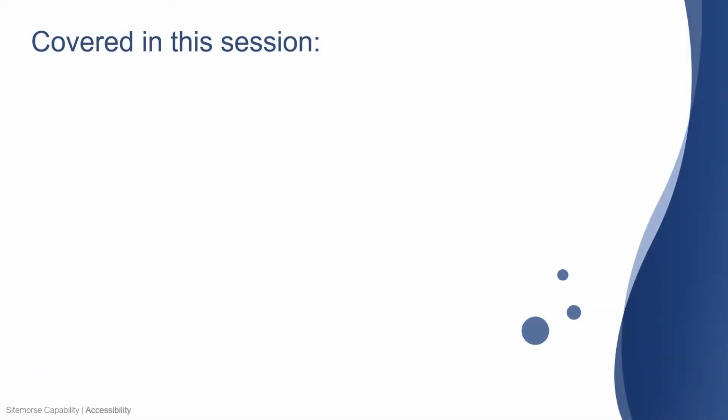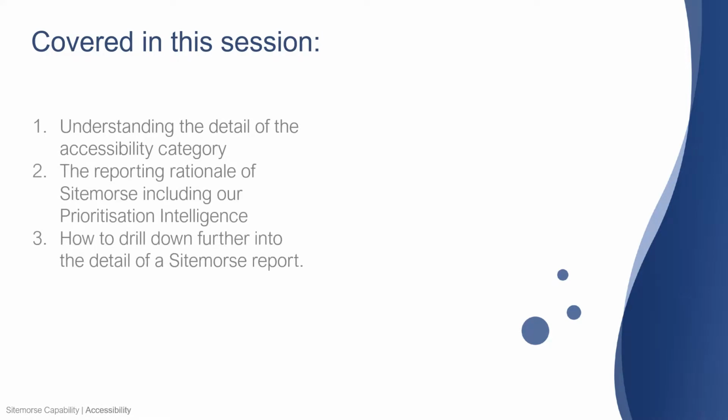In this video, we will take you through a walkthrough of the Sitemorse accessibility category. This will include the reporting rationale of Sitemorse, including our prioritization intelligence, which is how we break down actions by role and distribute them. We will also include how to drill down further into the detail of a Sitemorse report so you can see where and what corrections are required.